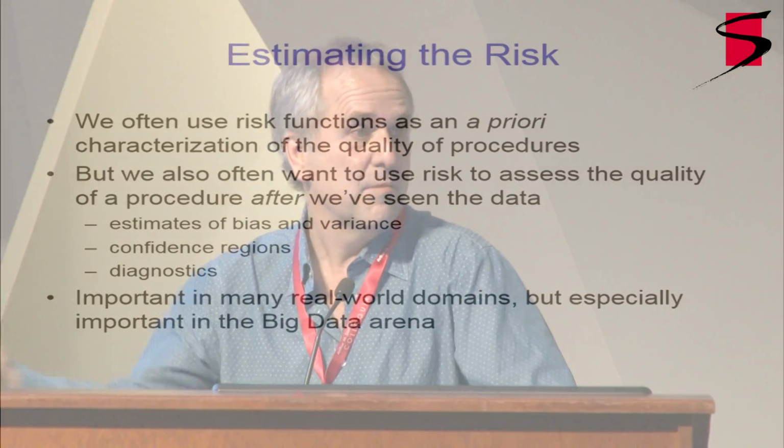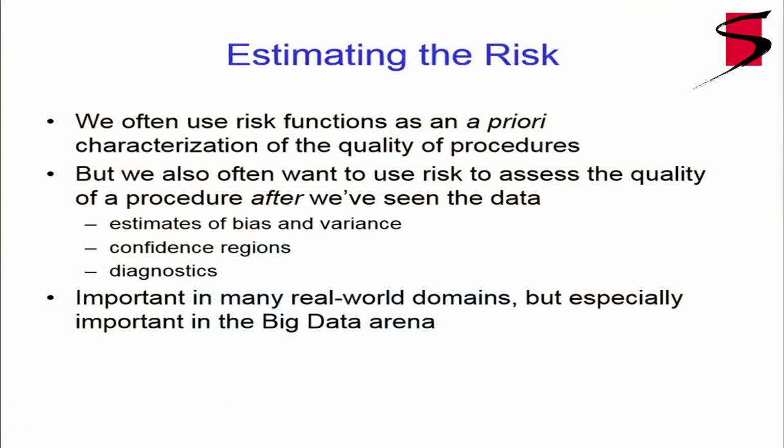Now, the one way to set this up is that the risk function, instead of being a priori like in the previous part of the talk for theoretical analysis purposes, is now a posteriori. I got some data. Tell me what the risk is after you've gotten the data. What's the bias and variance? Those are a posteriori risk quantities.